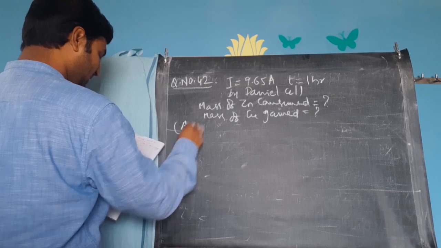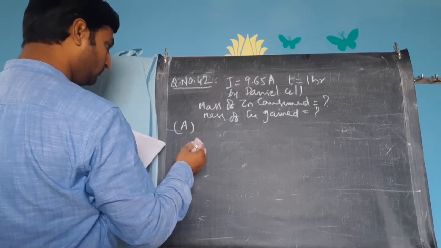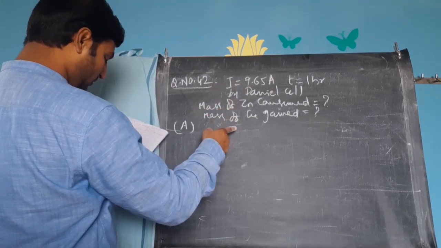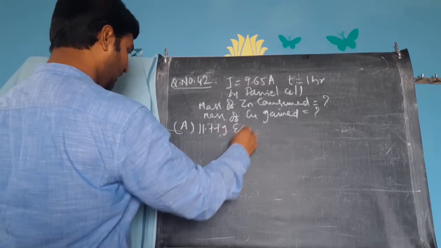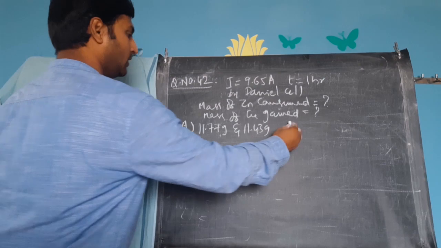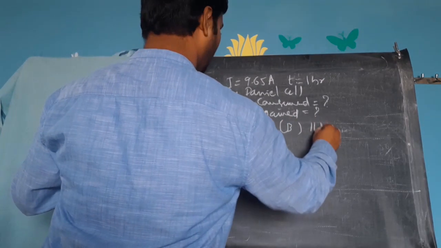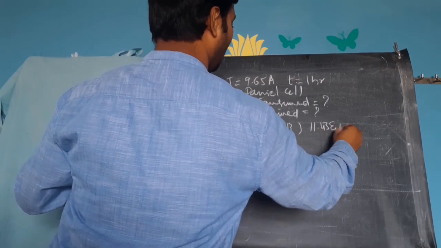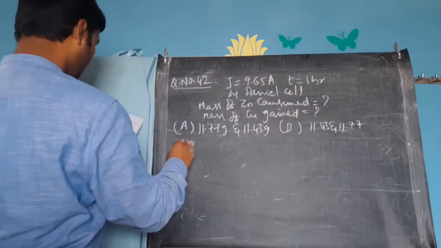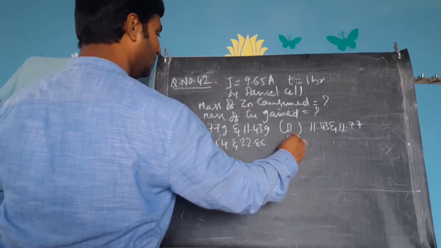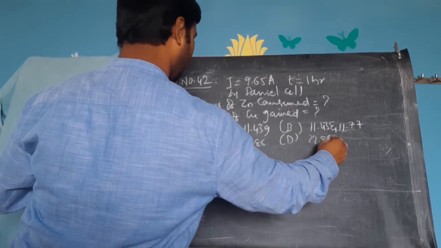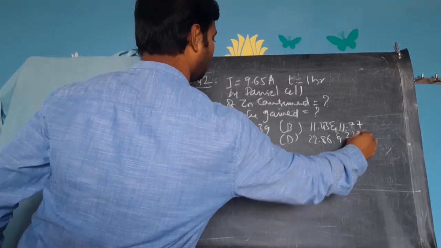The options he is giving you are, mass of zinc followed by mass of copper: Option A, 11.77 grams and 11.43 grams. Option B, 11.43 and 11.77. Option C, 23.54 and 22.86. Option D, 22.86 and 23.54.